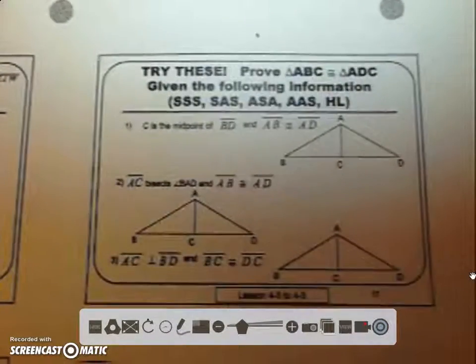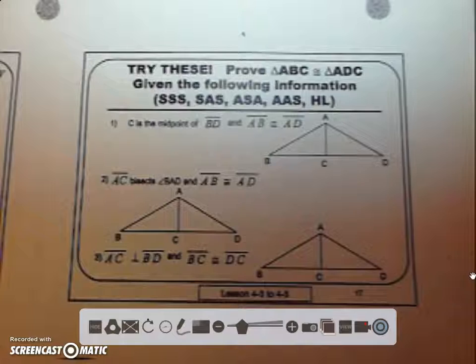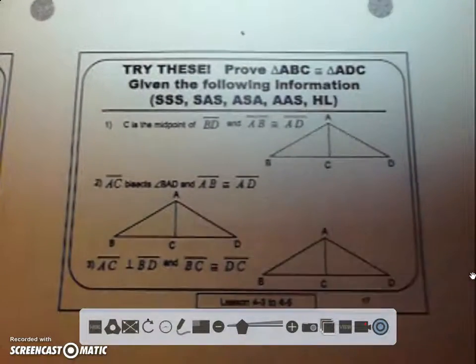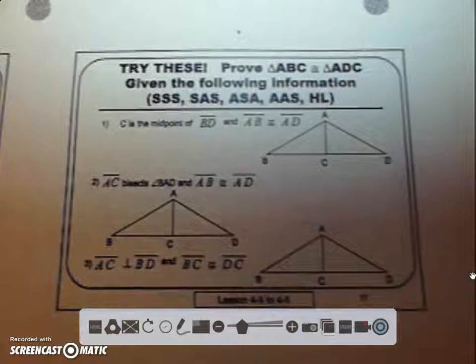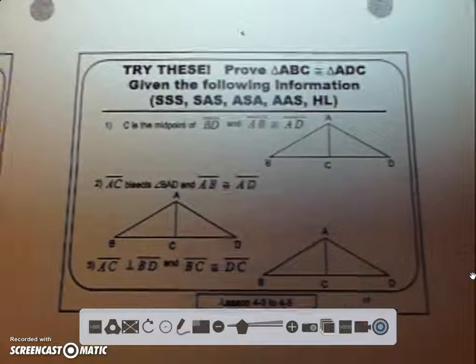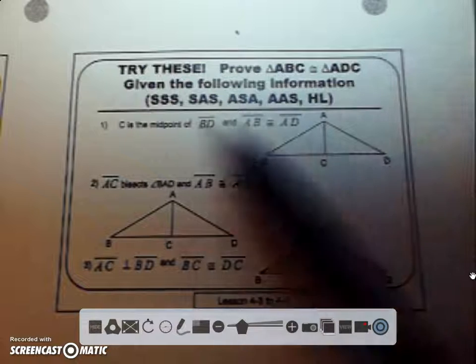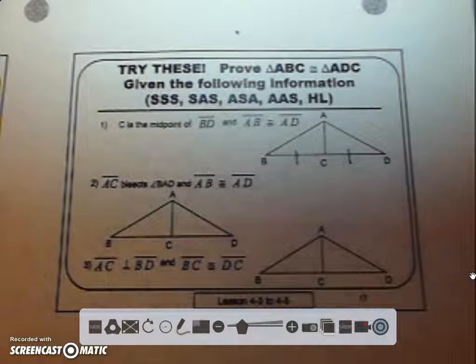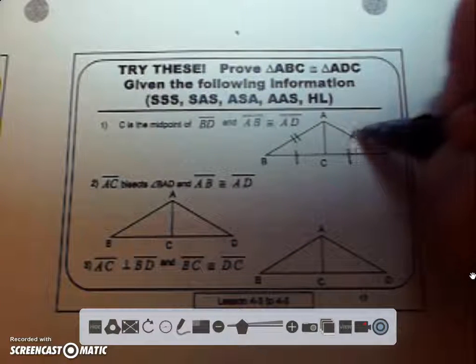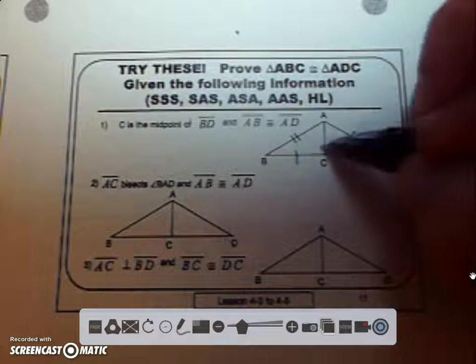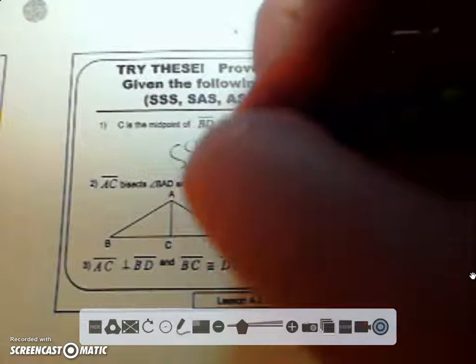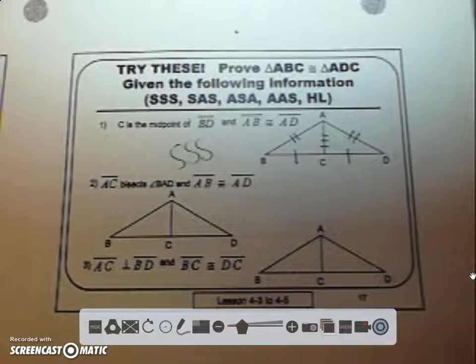Here, you're given a little bit different information. Some of them talk about midpoints. So in this first one, you have C as the midpoint of BD, and AB is congruent to AD. If C is the midpoint, that means that these 2 sides have to be congruent. Then AB is congruent to AD. And this one is a reflexive side. So we know that by side, side, side, those 2 are congruent.